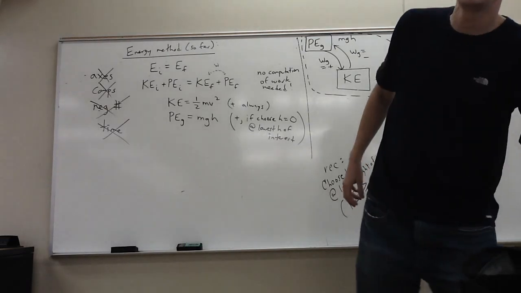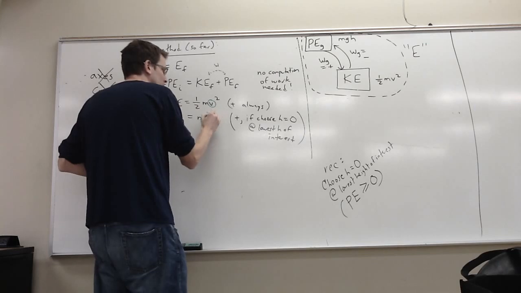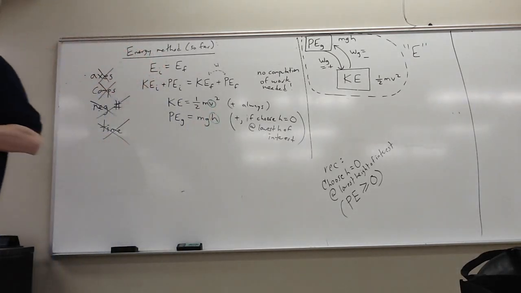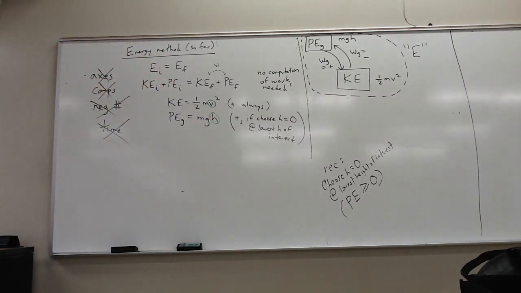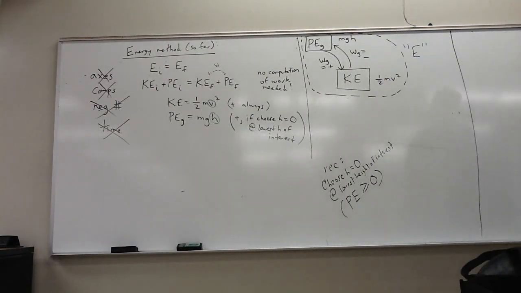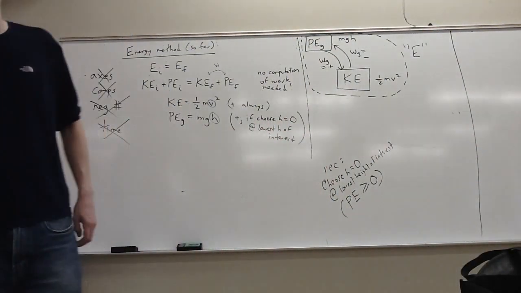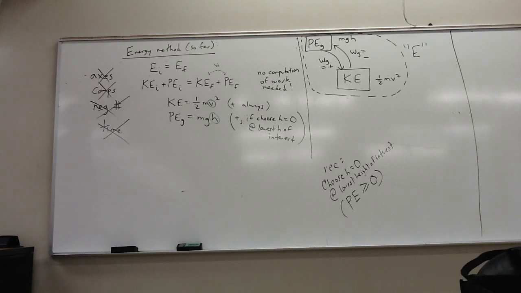The active ingredients, if you could call them that, are speed and height. So what you can use this for is to figure out how fast something is going when it goes to different heights. But you cannot use this to find how much time it takes to do things.